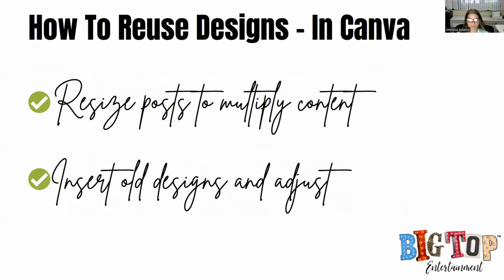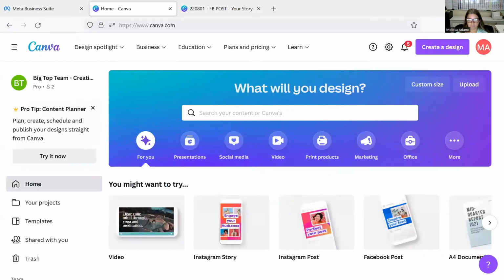And then we're going to go through resizing posts so we can multiply our content. We want to work smarter, not harder. So how we reuse old content and make it new. And then also how you can insert old designs and adjust them in Canva, again, so we can work smarter and not harder. So without further ado, let's jump straight into Canva.